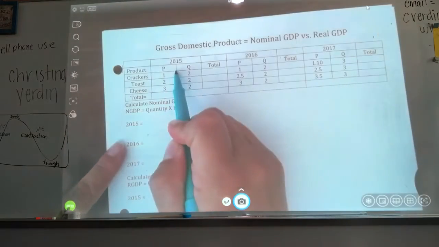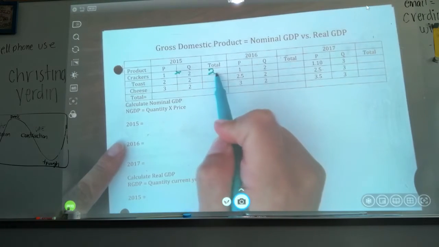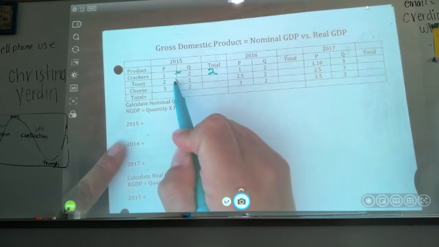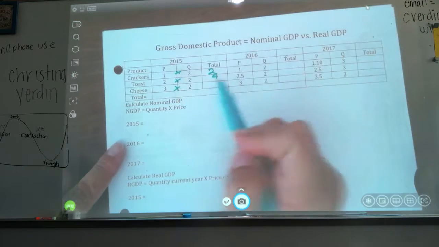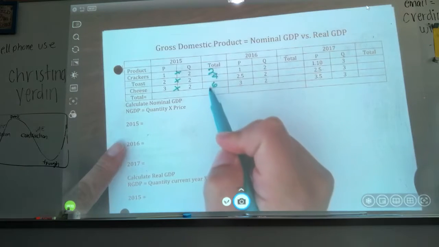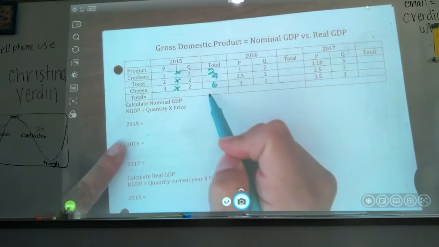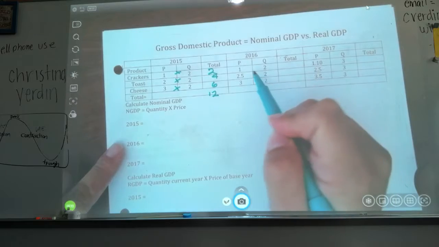So crackers times the quantity of two gives us two. Toast times the quantity of two gives us four. Cheese, three times two, that gives us what? Six. And then I'm going to total this up so I can get the GDP for 2015, and that gives me 12. Now let's go to the next one.